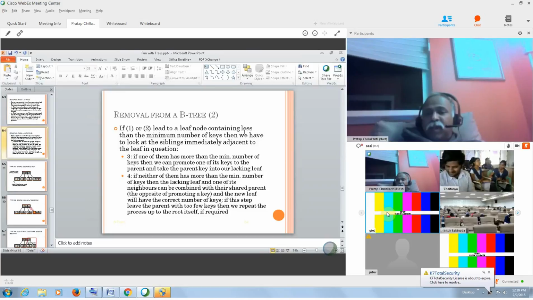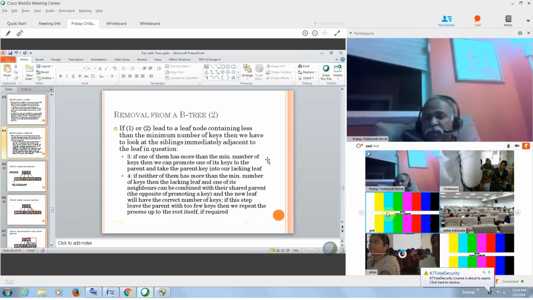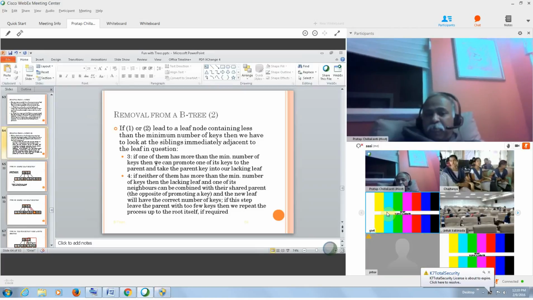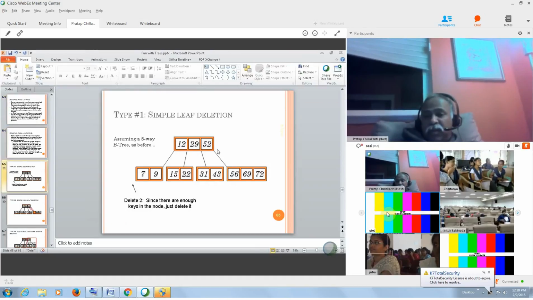If one or two lead to a leaf node containing less than the minimum number of keys, correct? It has less than the minimum number of keys. When you try to delete 52, it only has 2 keys. Okay. If one of them has more than the minimum number, then you go through that recursively. So when I do that intuitively here, delete 52, this falls short of the number of keys here. So I have to bring the next highest one from wherever it is up.